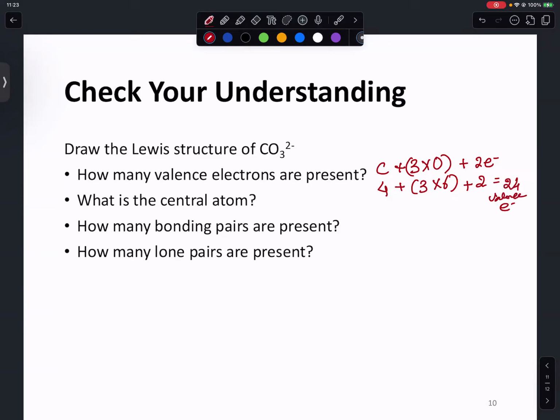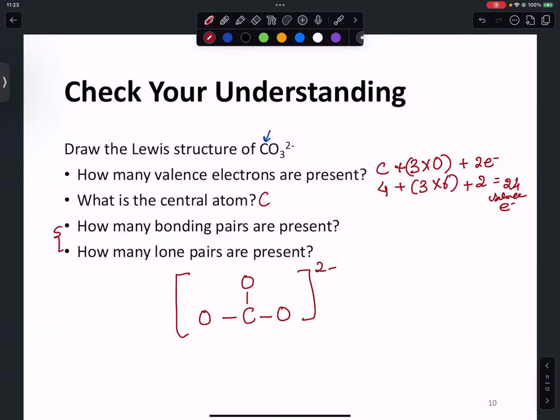Now, what is the central atom? Very similar to the last slide. The central atom has to be the less electronegative, so it's going to be carbon compared to oxygen. So here I can say carbon. How many bonding pairs are present? Now we need to draw the Lewis structure to determine the last 2 bullet points. So in this case, it's C with three O's, and then I'm going to add 3 bonds, 1, 2, and then here is 3. Okay, and since this is carbonate and polyatomic, I'm going to add a 2 minus.